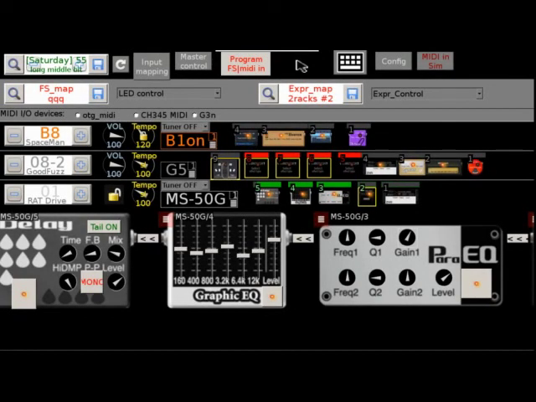Here is what we see on the display. I've now connected one pedal each of the MS series, the 1 series and the G series to show some differences. I also have some other devices connected, and I'll mention these as we come to them.